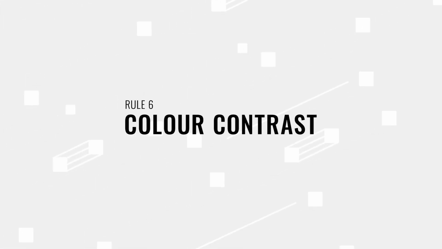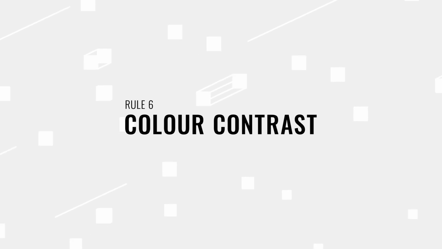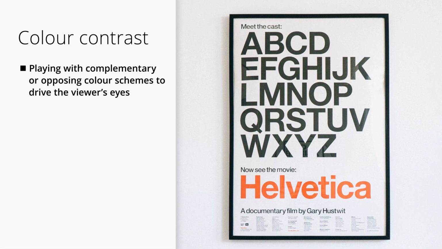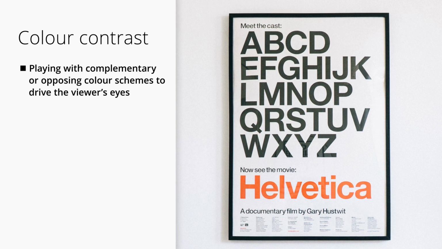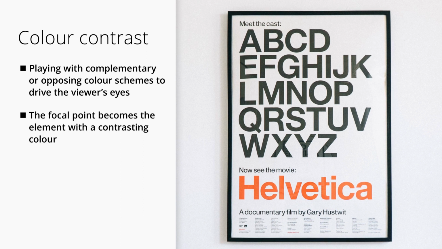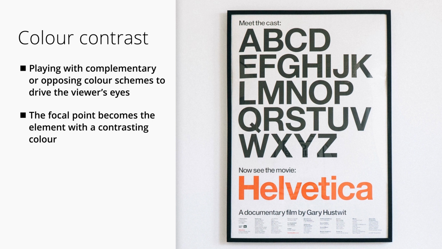Sixth rule of composition: color contrast. Color contrast in graphic design consists of playing with the complementary or opposing color schemes to drive the viewer's eye through your composition. It's related to the rule of creating emphasis in your design, where the focal point becomes the element with a contrasting color in relation to the rest of your composition.